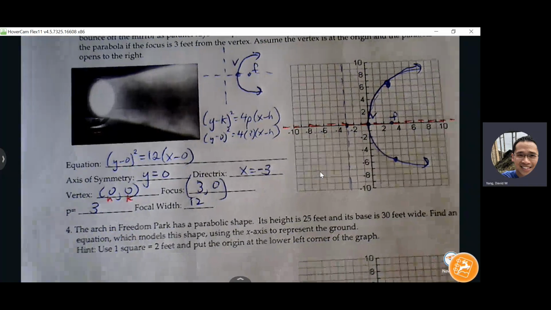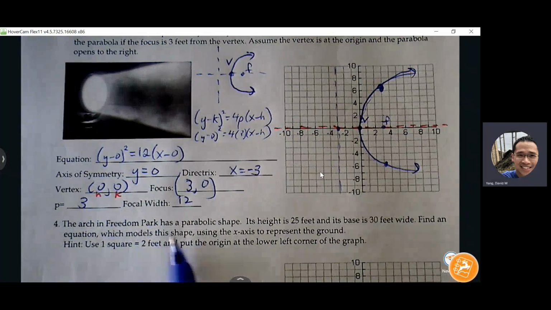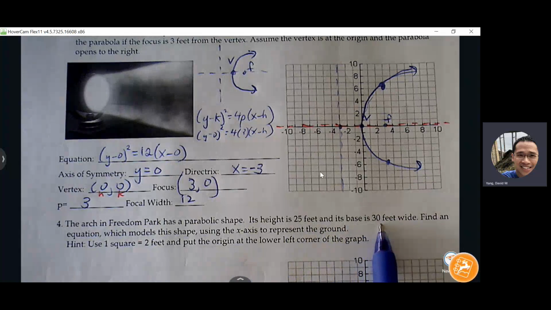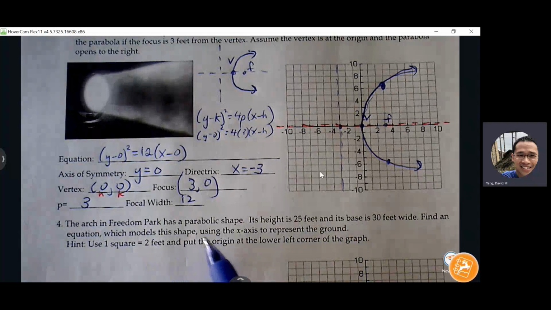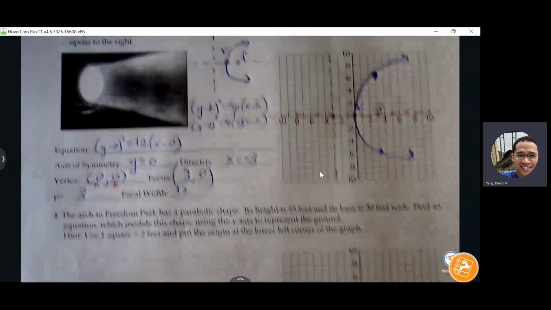Okay, last one here. The arch in Freedom Park has a parabolic shape. Its height is 25 feet. Its base is 30 feet wide. Find an equation which models the shape using the x-axis to represent the ground. The hint is to use one square as every 2 feet, and we're going to put the origin at the lower left corner of the graph.